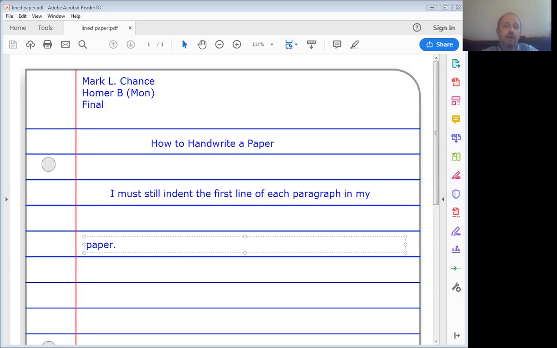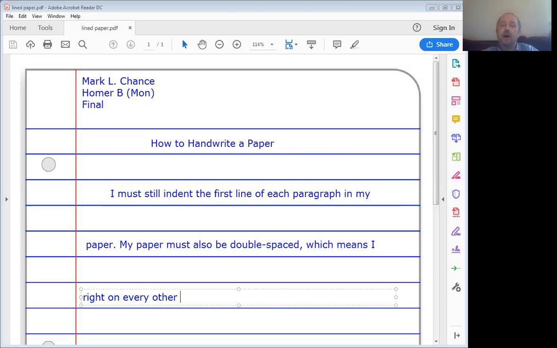Very good, very good. My paper must also be double spaced, which means I don't have room for write, and I'm going to deliberately make a mistake now too as well, so I can show you how to fix mistakes. Because you can't really edit like you can on a word processor. Anyway, so my paper must also be double spaced, which means I must write on every other line. Very good, very good. And I keep doing that all the way down until I'm done with my paper.